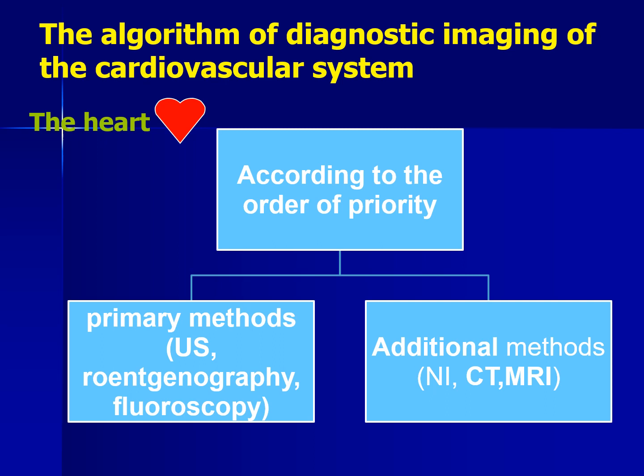According to the order of the priority, these methods are divided into the primary methods and additional methods. The primary methods are ultrasound, rentgenography, and fluoroscopy, and additional methods are nuclear imaging, CT, and MRI.